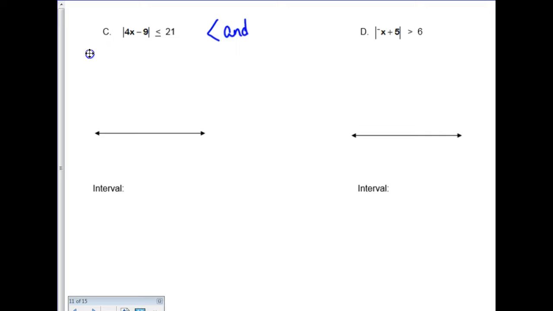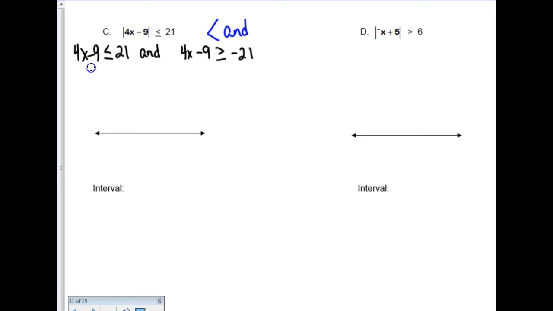So when I go to set up my two problems, the first one is just the original with the bars removed. Make sure the word and shows up in the middle. My next problem is almost identical, 4x minus 9. But remember, you got to flip the inequality to a greater than or equal to, and then negate your answer, so negative 21.